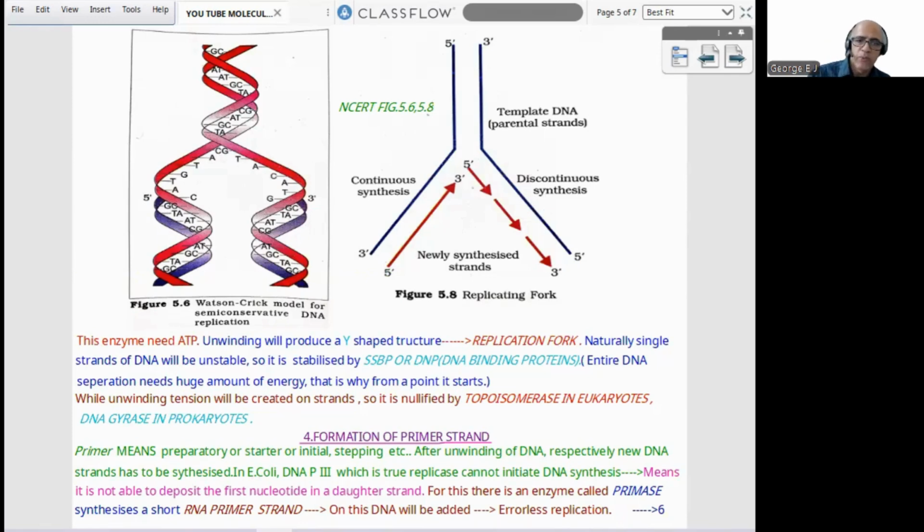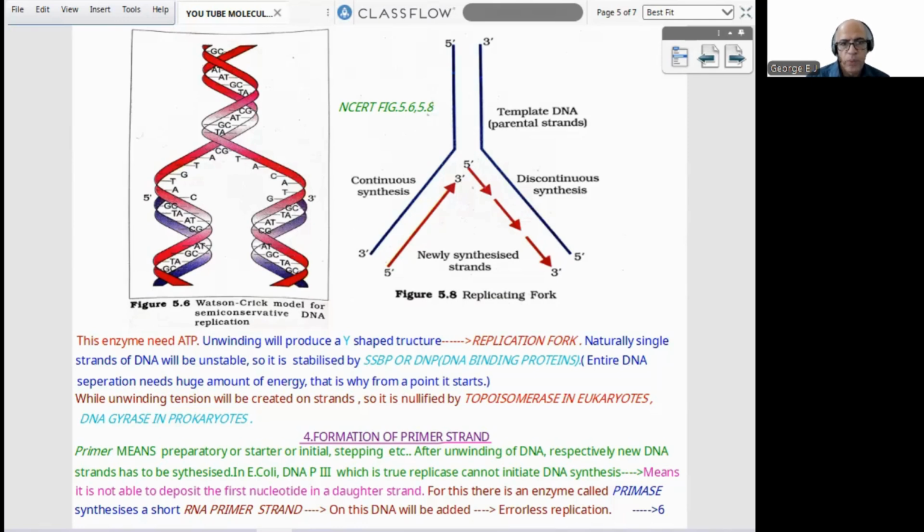Unwinding will produce a Y-shaped structure. Here we can find the Y-shaped structure. And that point is called replication fork. Naturally, single strands of DNA will be unstable. So it is stabilized by SSBP, single strand binding protein, or DNA binding protein. And DNA separation needs a huge amount of energy. That is why it starts from a point. And this is a labeling question, remember. And unwinding takes place in this manner, from here to top. Direction, etc. Check this important diagram, theory entrance, labeling question.